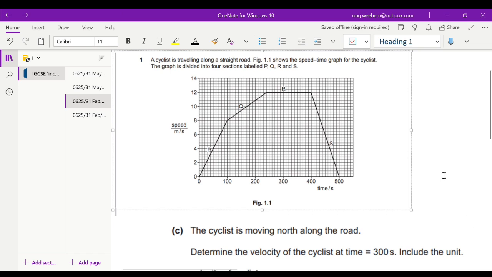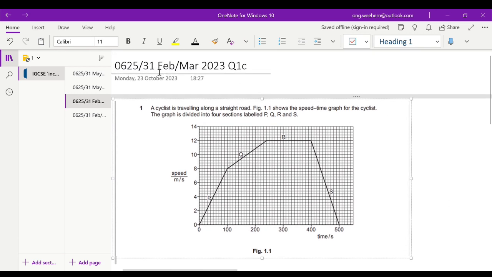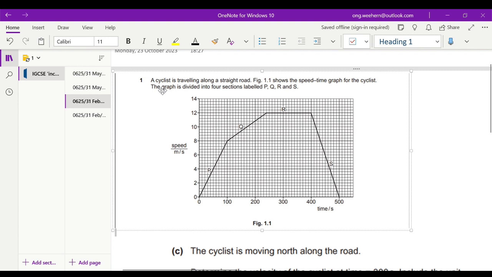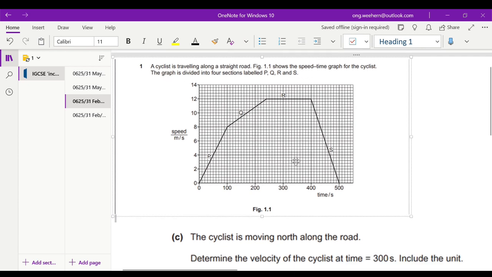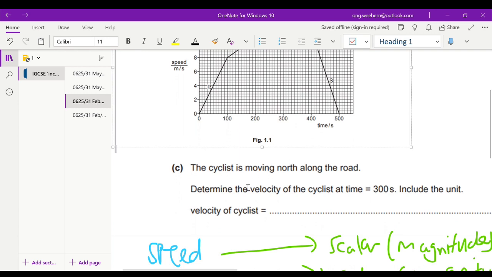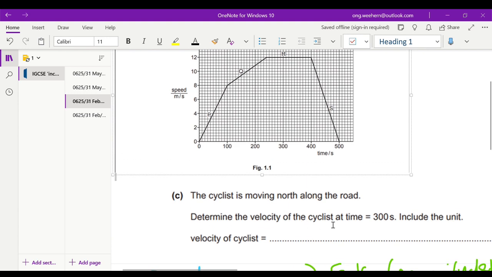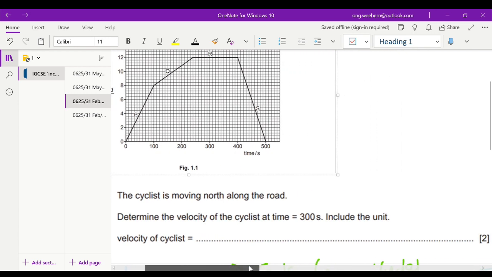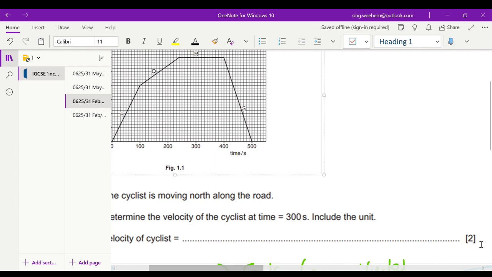Okay, now let's go through the second question. The second question is actually from IGCSE 0625, paper 31, February or March 2023, question 1C. This question is talking about a cyclist that travels along a straight road, and figure 1.1 shows the speed time graph of the cyclist. This graph is divided into 4 sections labeled P, Q, R, and S. The cyclist moves north along a road, and the question asks you to determine the velocity of the cyclist at time equal to 300 seconds, include the unit. The answer space gives you velocity of cyclist equals blank, 2 marks.